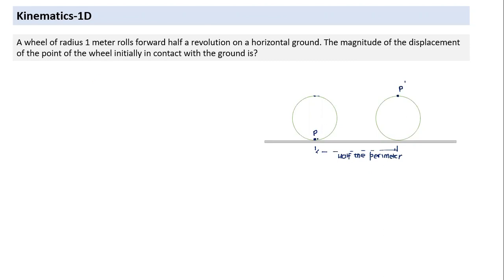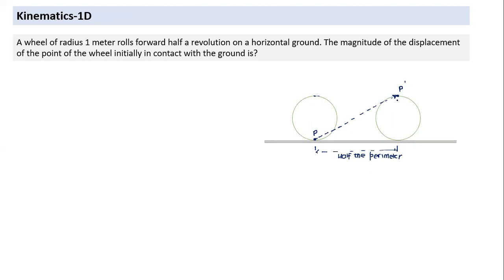So what is the magnitude of displacement? It's pretty simple. First of all, I draw the displacement vector. How do I draw a displacement vector? An arrow pointing from the initial position to the final position. This is the displacement vector. We don't have to find its components or the direction. We just need to find the magnitude.